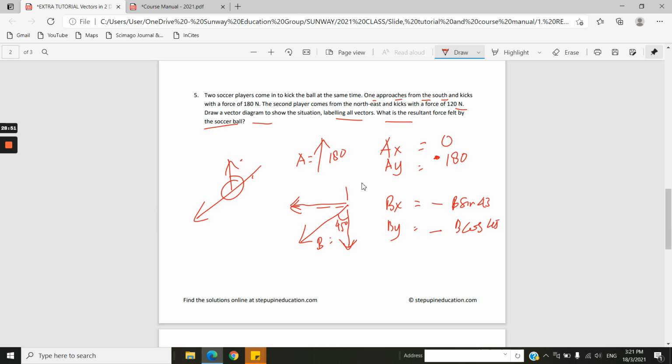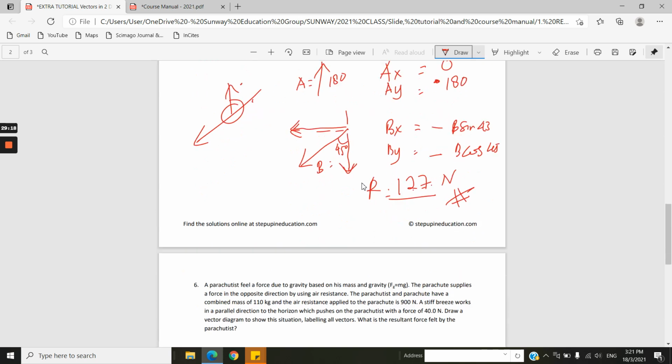Okay, you do this, you get your resultant force, and then you can find the angle also. The resultant force you get is 127 Newton. Okay, but they don't ask you for the direction or angle, they ask you to find the resultant force. So this is the answer.